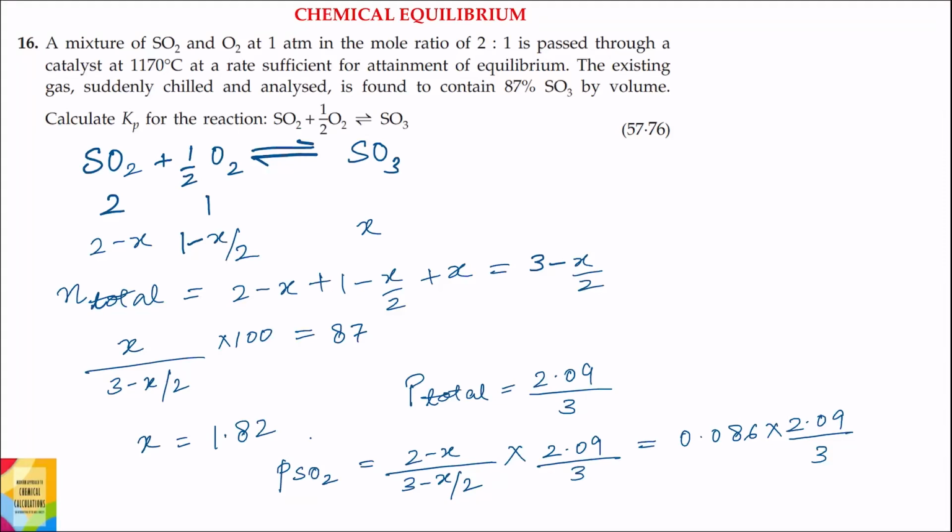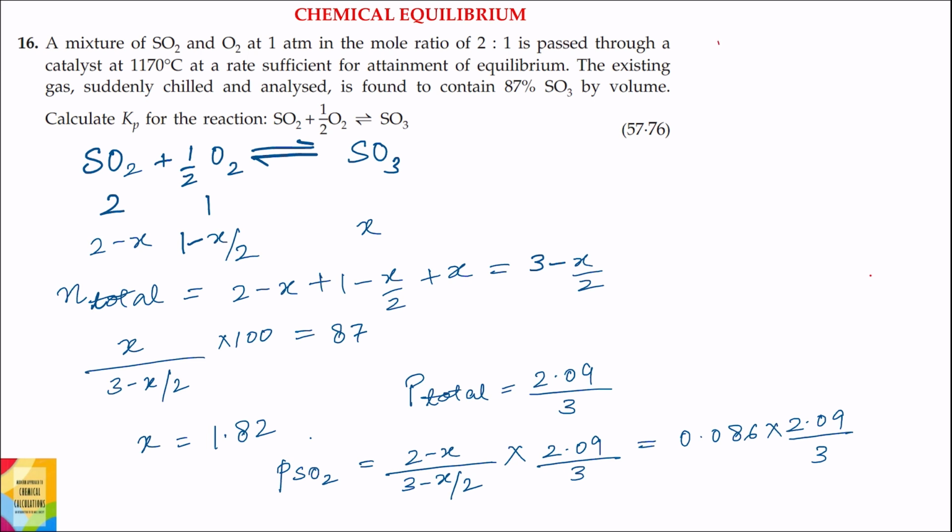A mixture of SO2 and O2 at 1 atmosphere in the mole ratio of 2:1 is passed through a catalyst at 1170 degrees centigrade at a rate sufficient for attainment of equilibrium. The existing gas, suddenly chilled and analyzed, is found to contain 87% SO3 by volume. Calculate Kp for the reaction 1 mole of SO2 plus half mole of O2 forming SO3.